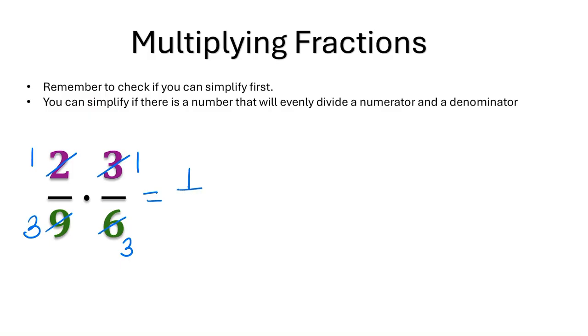So now this means I'm actually multiplying the two fractions 1 over 3 times 1 over 3. So I multiply 1 times 1, which gives me 1. 3 times 3 gives me 9, so 1 over 9 is my final answer.